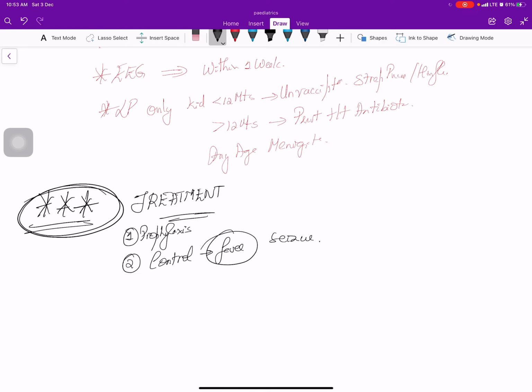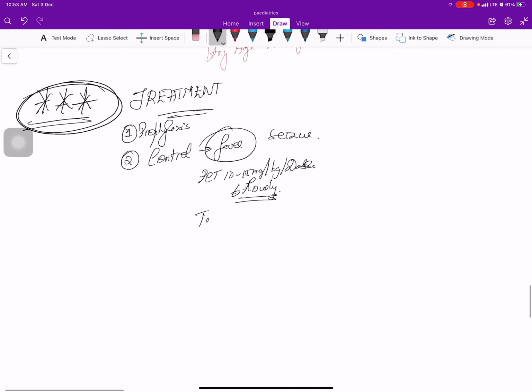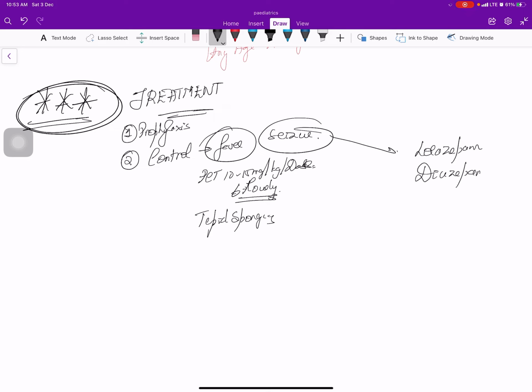Control of fever, we're going to give paracetamol 10 to 15 milligram per kg per dose, 6 hourly. Okay. And we're also going to do tepid sponging to control the temperature. Then for the seizure, we're going to give lorazepam or diazepam or midazolam.